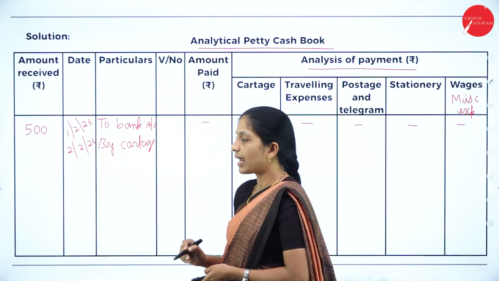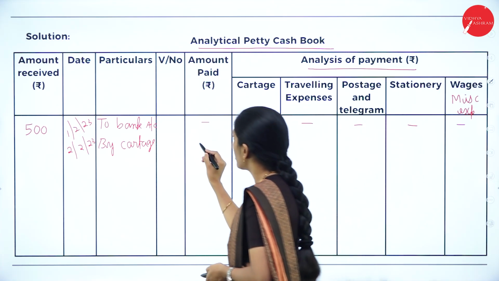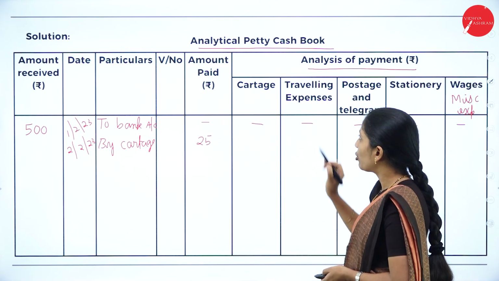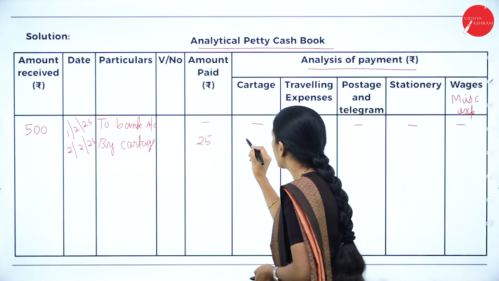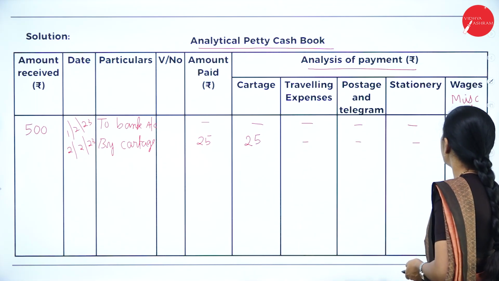By cartage. Now in the amount paid column, what is the amount paid? 25 rupees. So 25. Now under analysis of payment, where do we write this cartage? Under the cartage column. So 25. So these columns are dash.